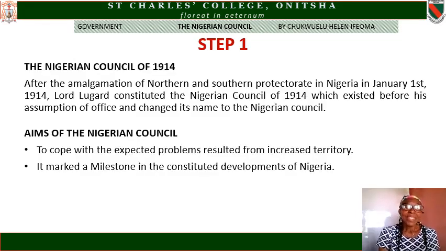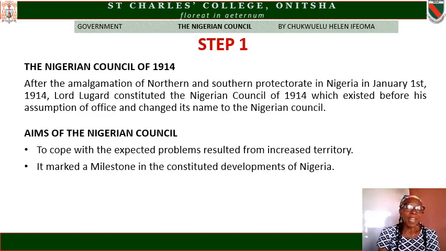Step 1, the Nigerian Council of 1914. After the amalgamation of the Northern and Southern Protectorates of Nigeria on January 1st, 1914, Lord Lugard constituted the Nigerian Council of 1914 with the Legislative Council of the Colony of Lagos, which existed before his assumption of office, and changed its name to the Nigerian Council.